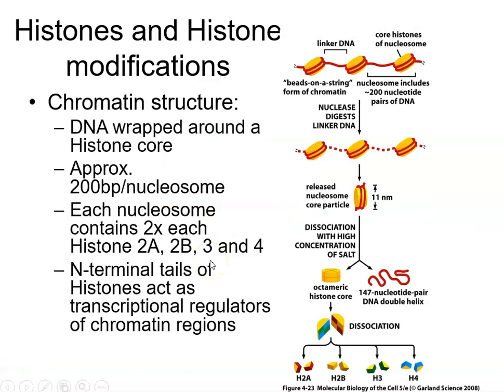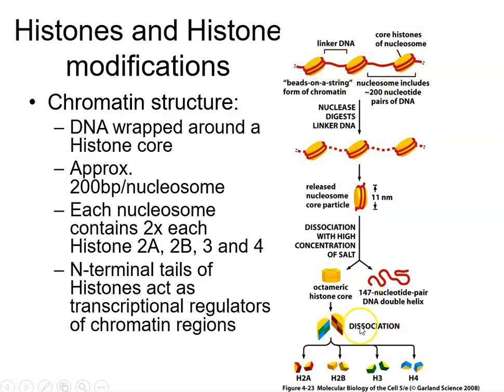So this is just a little bit more detail on histones themselves. This is the form that chromatin takes. You've got DNA wrapped around nucleosomal cores. Each nucleosome is made up of 2 each of histone 2A, 2B, 3 and 4, so that's a histone octamer. There's about 147 base pairs of DNA wrapped around each histone core.